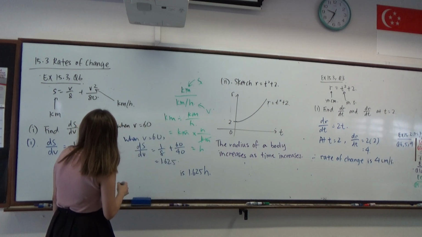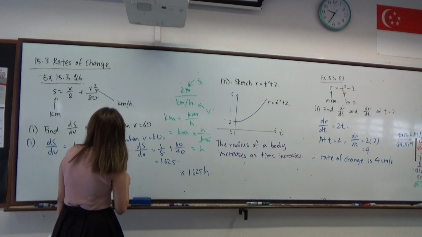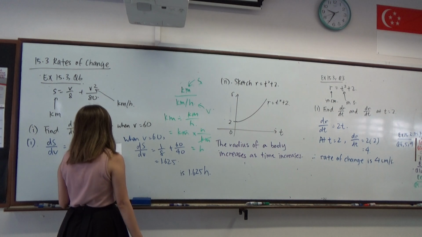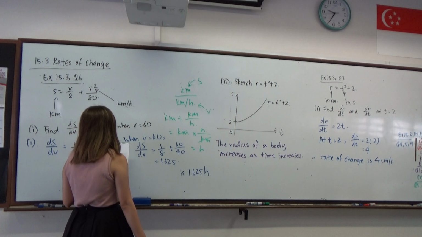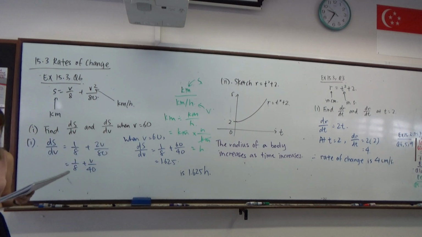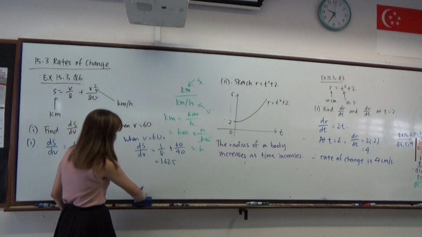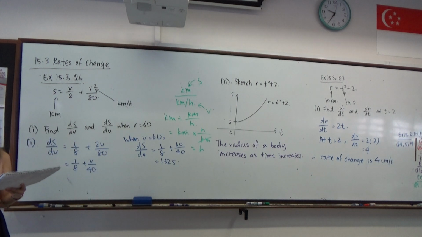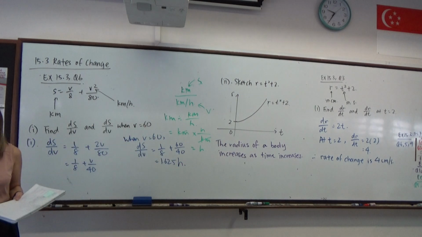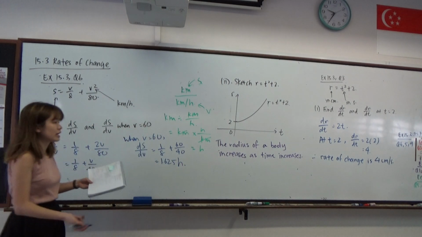It is the rate of change of time taken, the change of stopping distance per unit speed. Because in part 2 they ask you to explain the meaning of your answer, right? In this question they asked us to calculate ds over dv, so we calculate the value and just put in the units over here. In part 2 they ask you to explain the meaning.